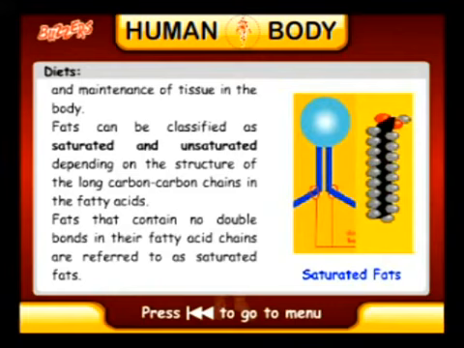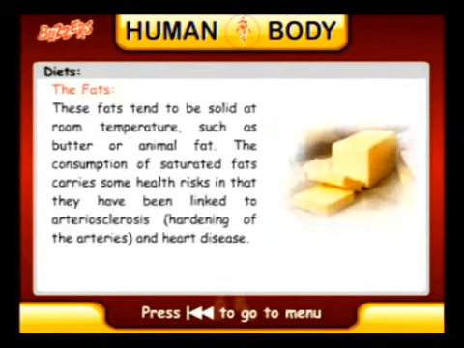Fats that contain no double bonds in their fatty acid chains are referred to as saturated fats. These fats tend to be solid at room temperature, such as butter or animal fat. The consumption of saturated fats carries some health risks in that they have been linked to arteriosclerosis, hardening of the arteries, and heart disease.